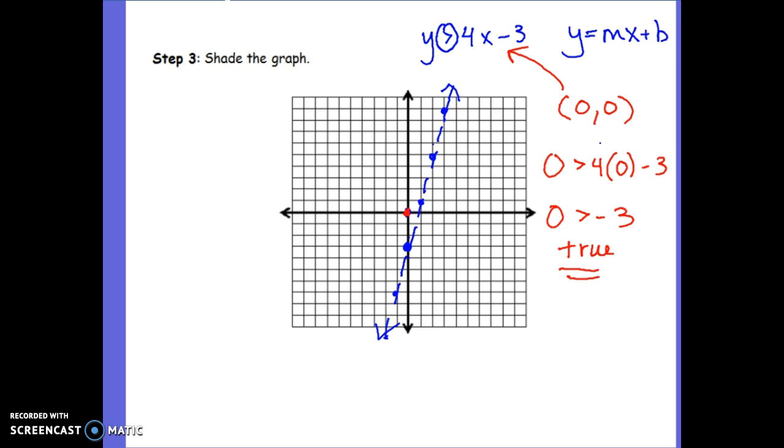So I'm going to highlight it, and I want to shade. We're going to shade this whole side. Now had I tested that point and it was a false statement, then I would have shaded the other side of the line. So all of the values in the shaded region are considered solutions to the inequality.